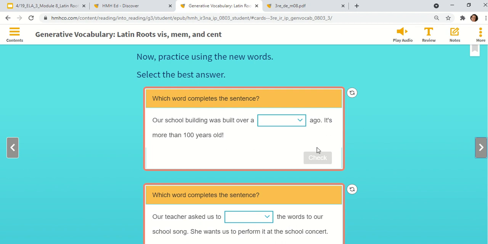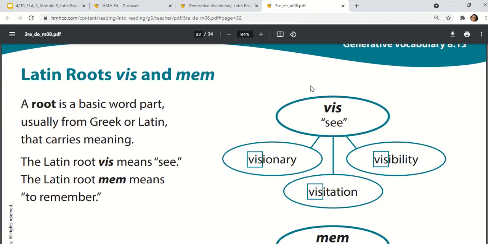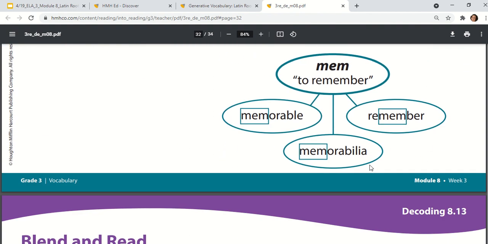So we're going to practice using the new words. And before we do that, I just want to take a look at the chart. So vis means to see. So we have visionary, visitation, right? When you go to visit someone, you go to see them. Visibility, how clearly something can be seen.